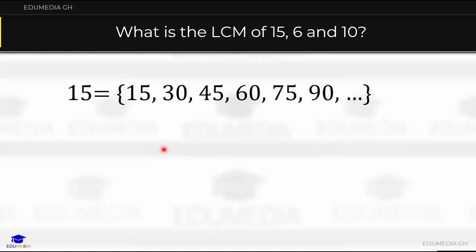So we have 15 times 1, that is 15. 15 times 2, that is 30. 15 times 3, that is 45. 15 times 4, that is 60. 15 times 5, that is 75. 15 times 6, that is 90, and so on and so forth. But I'll stop here. And then also we look for the multiples of 6.